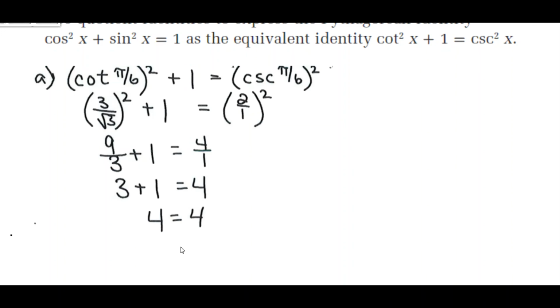Part B asks us to use the quotient identities to express the Pythagorean identity in terms cos squared x plus sine squared x equals 1 as the equivalent identity of cotangent squared x plus 1 equals cosecant squared x. So basically, to convert the one we found above to the one we used here. We're actually not going to do that today. We're going to wait to do more of those types of things later on in this unit.